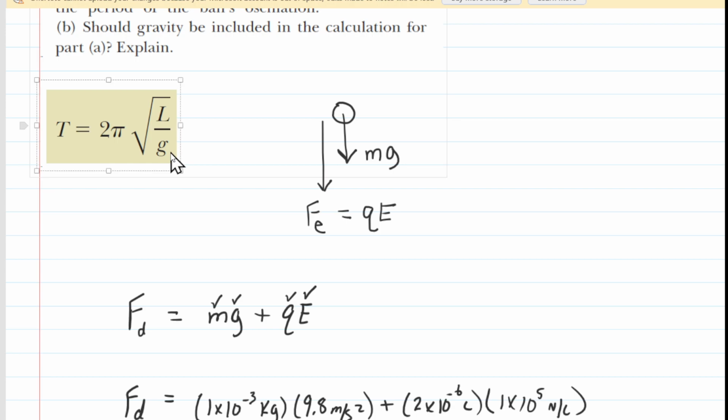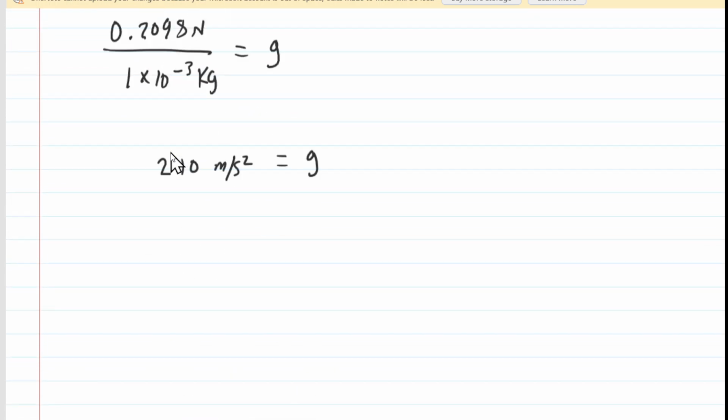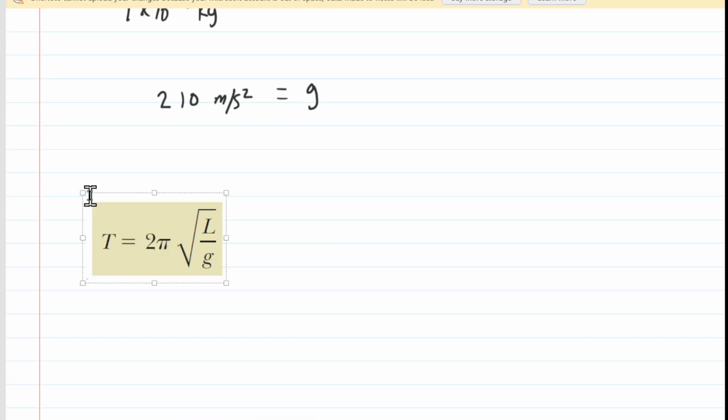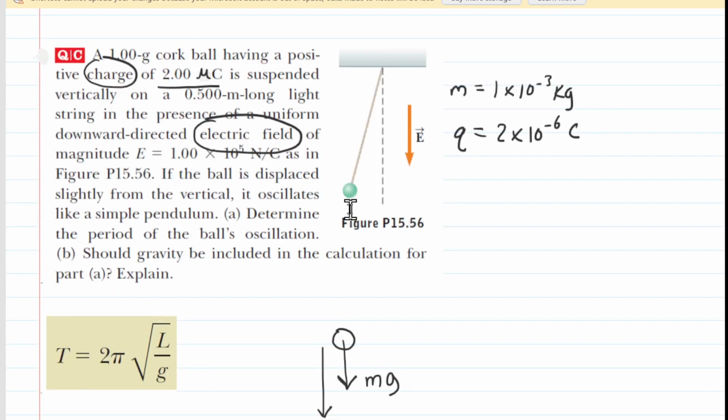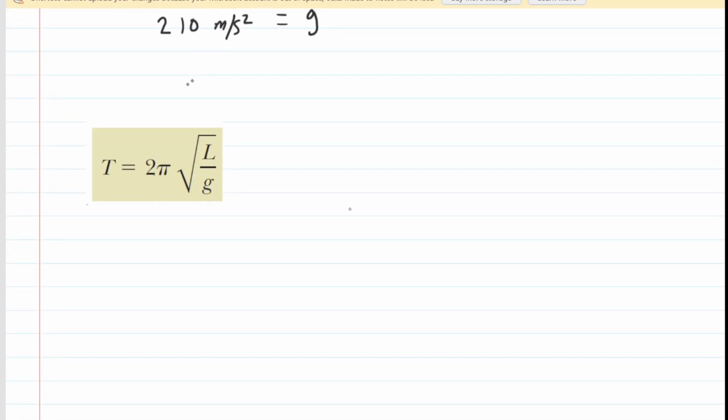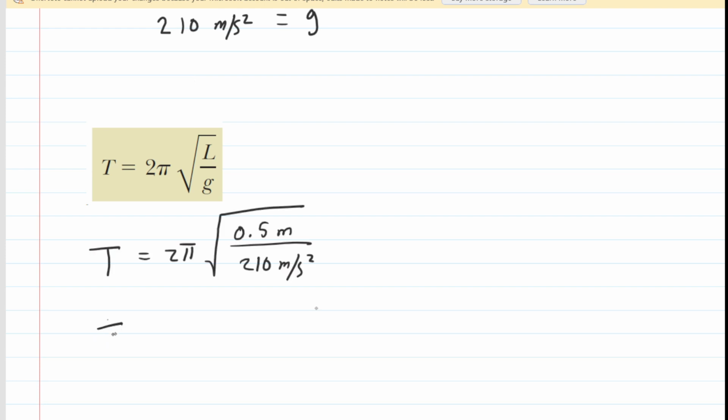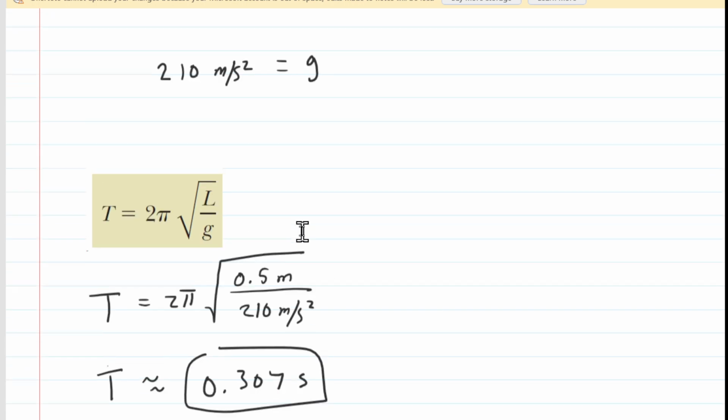And now that we have the effective value of g, we can use the period equation to calculate the period of this pendulum. Let's recall that the length of the pendulum was half of a meter. It's right there. So we'll plug in that length along with our effective value of g. And when we simplify that, we can see the period is approximately 0.307 seconds. This will be the correct answer to the question for part A.